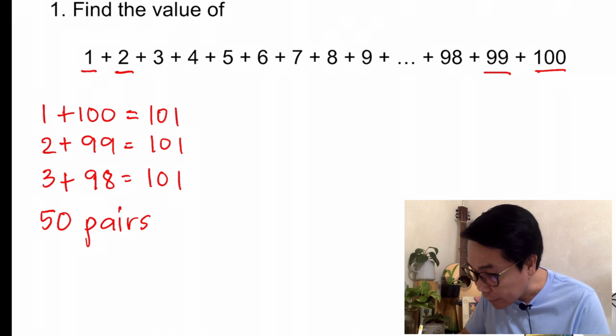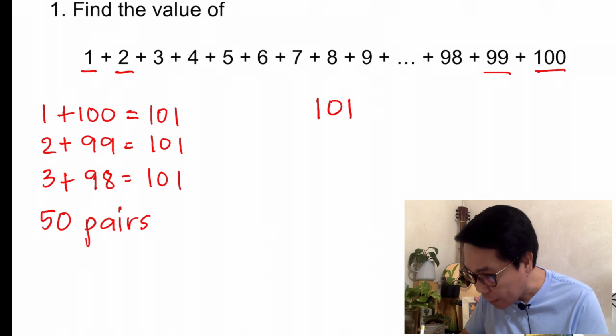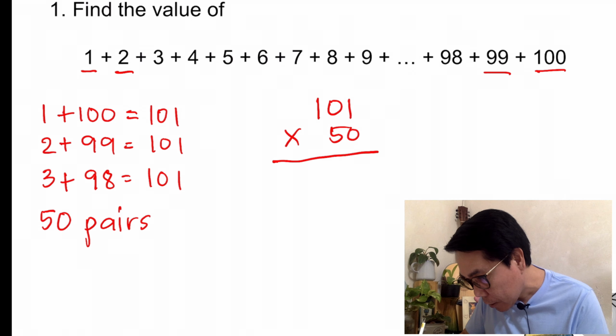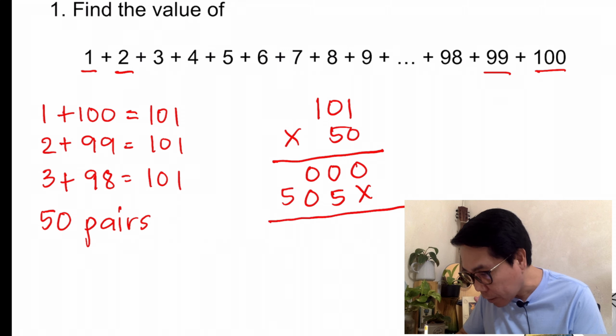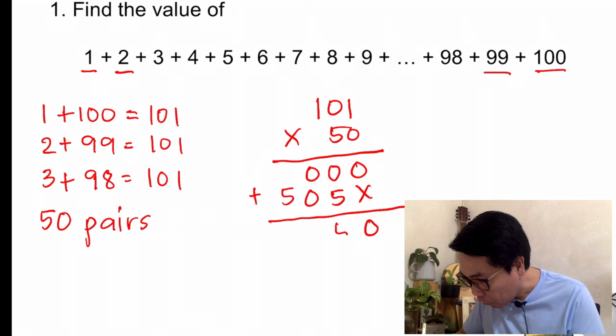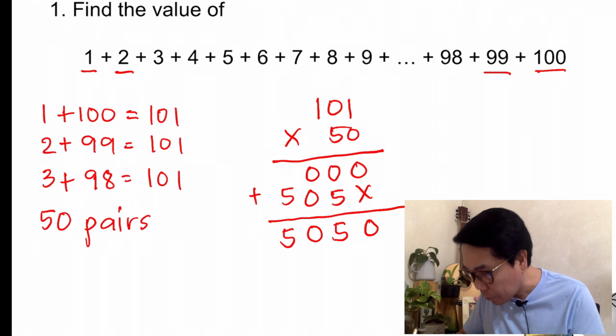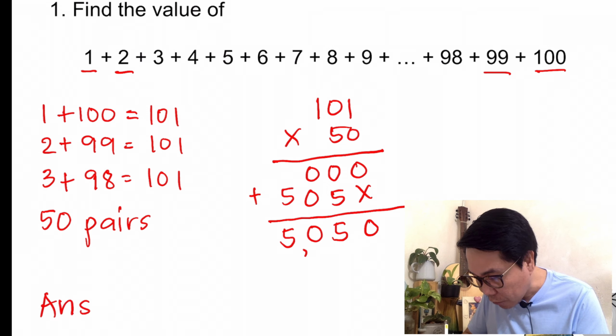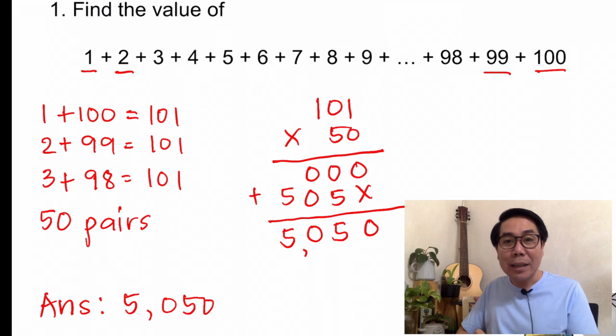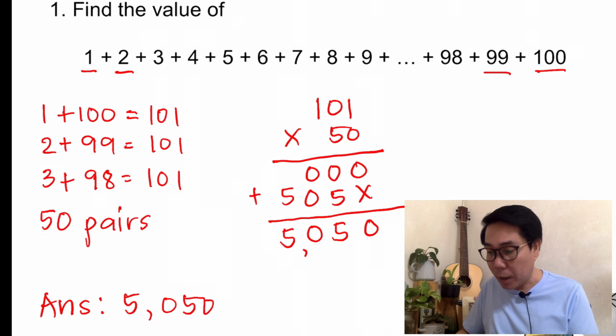So what we have to do is 101 times 50. So we have 0 times 1 is 0, 0 times 0 is 0, 0 times 1 is 0. Then we put an x here, so 5 times 1 is 5, 5 times 0 is 0, 5 times 1 is 5. Then add them together. So we have 5,050. So our answer, or the value, is 5,050.